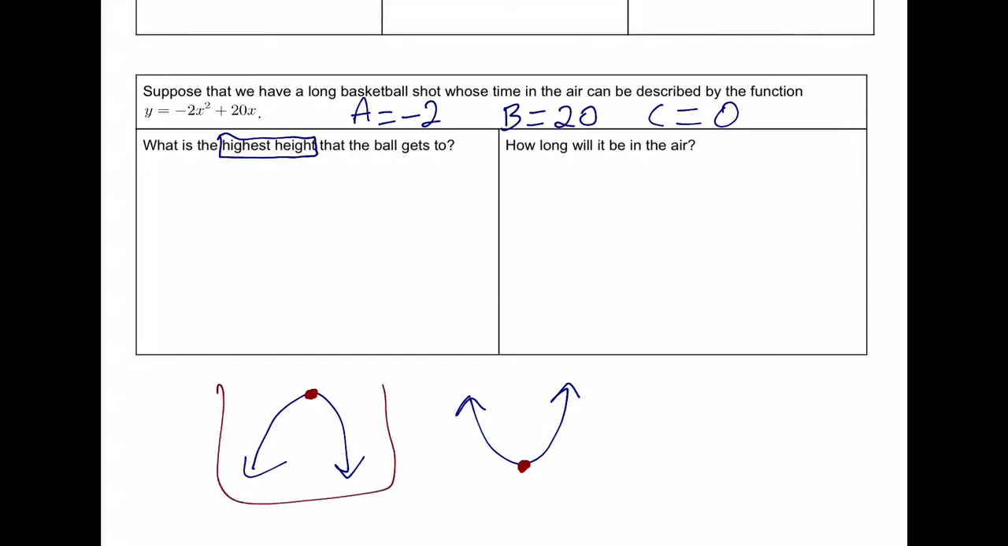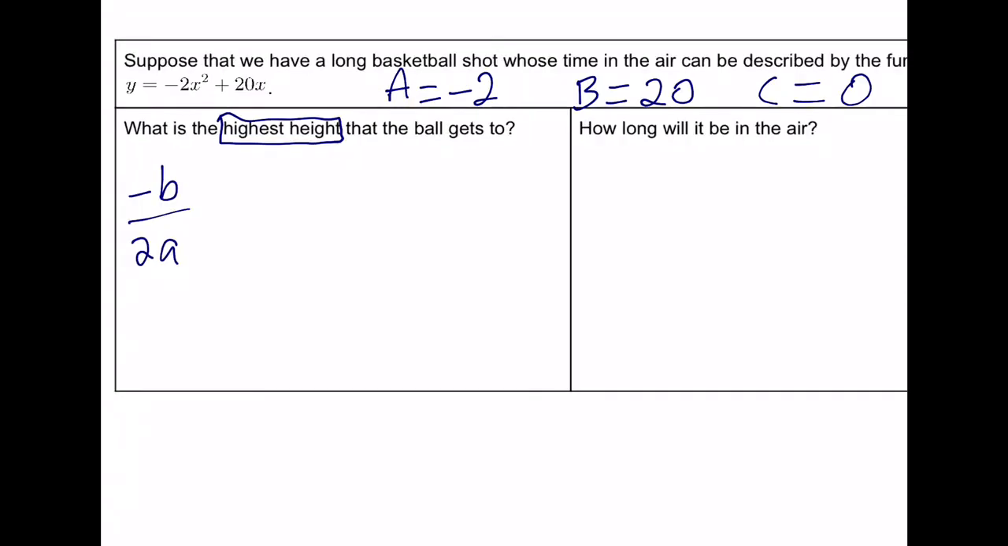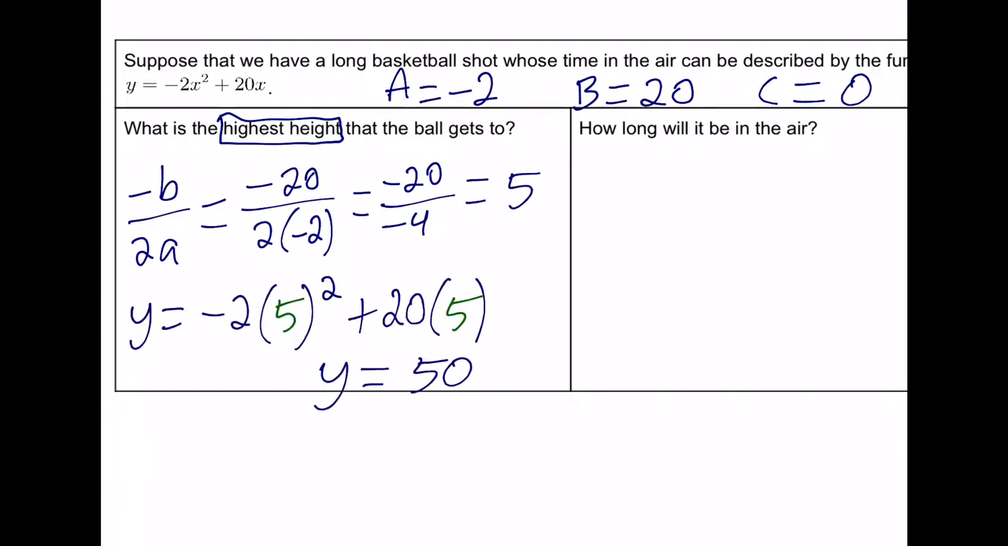In this case, we're looking at something like this graph here on the left. So we're going to try to figure out what the vertex is, and that will tell us two things. The highest height will be the y-coordinate of the vertex, and we can also figure out how long it will be in the air. We start off with the same equation, -b divided by 2a. So -20 divided by 2 times -2, which is -20 divided by -4, which is a +5. So if we plug that into the calculator or resolve it using the order of operations, we get that y is equal to 50. That's our highest height.